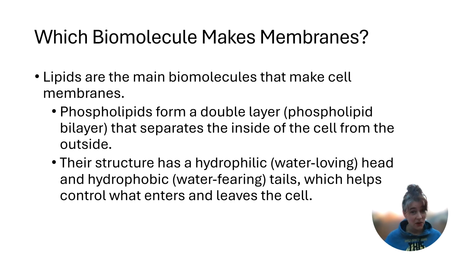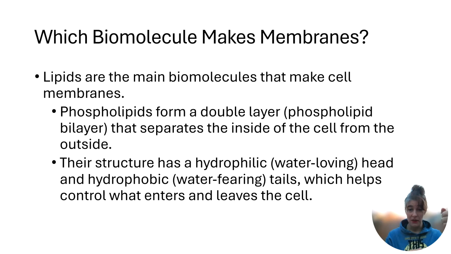So, which biomolecule makes membranes? Lipids. Lipids are the main biomolecules that make cell membranes. Phospholipids form a double layer, the phospholipid bilayer, that separates the inside of the cell from the outside. Their structure has a hydrophilic, water-loving head and a hydrophobic, water-fearing tail, which helps control what enters and leaves a cell. In your phospholipid bilayer, you're going to have those tails inside, and then the heads are on the outside of the phospholipid bilayer.